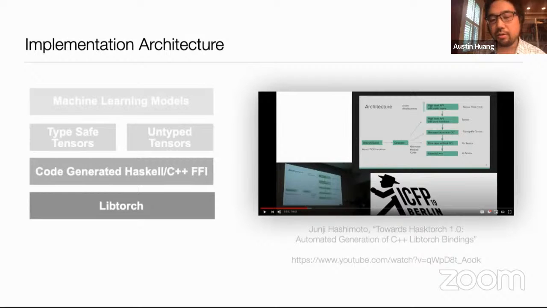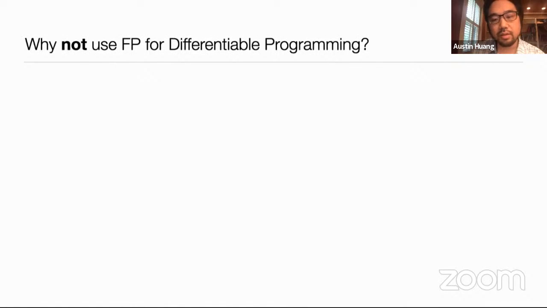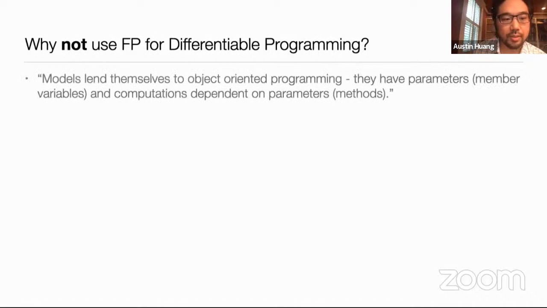Before I go further into the use of Hasktorch itself, let me pause for a second and think about why this isn't happening already. Why don't we already use functional programming for machine learning? I'll say a little bit about this differentiable programming term in just a bit. But why don't we use functional programming for neural networks? These are points of conventional wisdom about why imperative, object-oriented programming is a more natural representation.